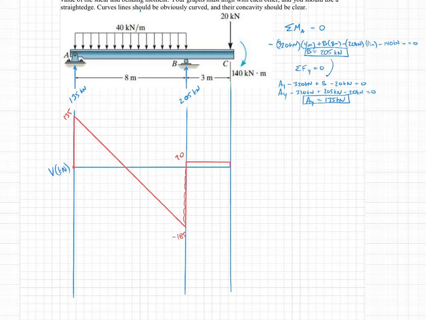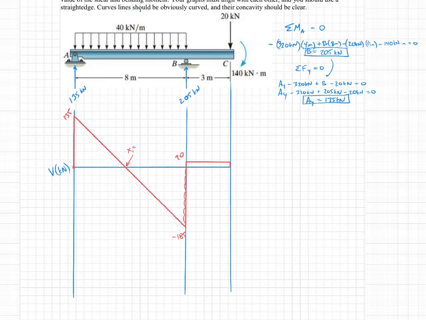So that's that. The next thing that I need to know is this position right here. On my key I called it X1. I don't know why I called it 1. Oh, because there's going to be another X coming up. There's a few ways you can do it. I'm at 135 and I'm going down 40 kilonewtons per meter, so you can do 135 divided by 40.